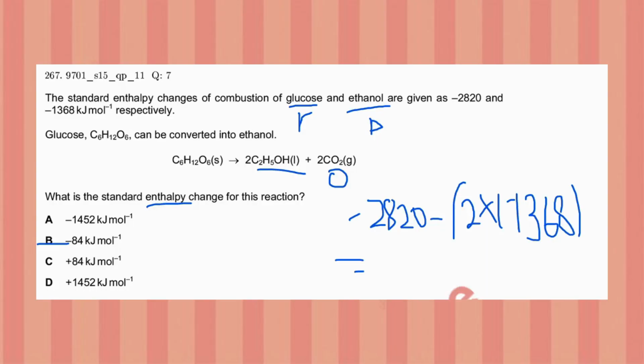This is the next question. They're asking about the enthalpy change for the solution. They give us information about the enthalpy change of combustion of glucose and ethanol. So we just minus it, like this: reactant minus product. Then we got this 84. Okay.